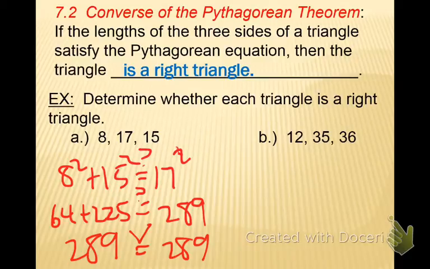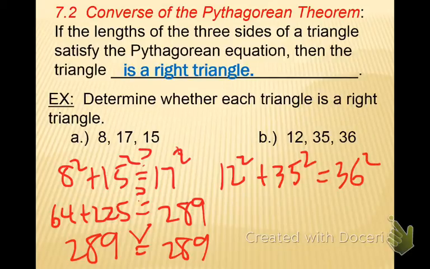Let's test B. So we've got 12 squared plus 35 squared equals 36 squared. All right, so check those out. Get a number for the left side, get a number for the right side. Again, I should put a question mark over my equal sign because I don't know if it's true. Right? We don't know that yet. So calculate the left side, calculate the right side, and then tell me if they are equal.